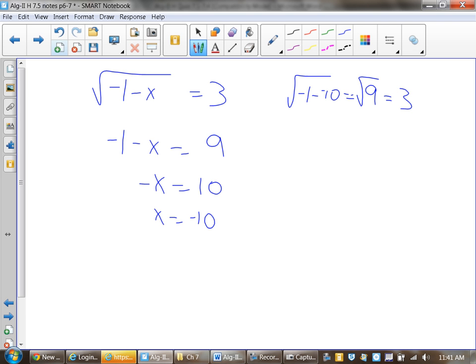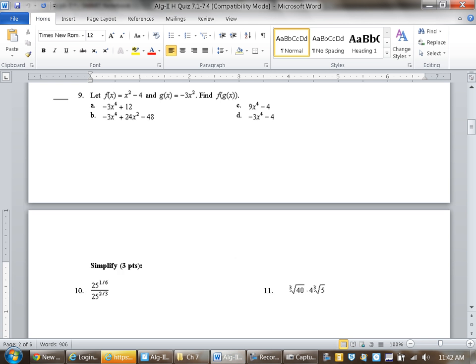Oh, you're going the wrong way. Yeah. Remember, undo the square, or undo the square root with your square. Okay? Yes, sir. Number 6 on the quiz.